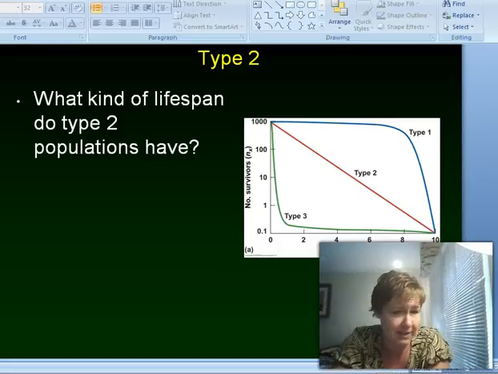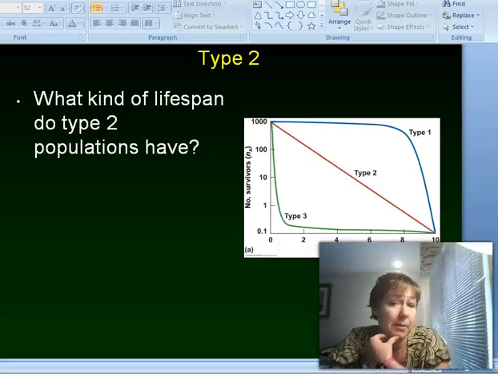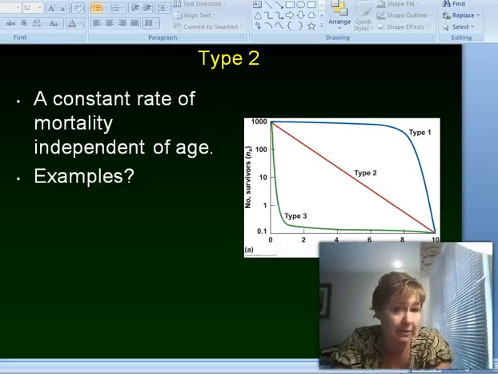What kind of lifespan does population 2 have? This is like every man for himself. You might live to age 2, you might live to age 10. This is going to be a population that is highly predated, like they're getting eaten a lot.